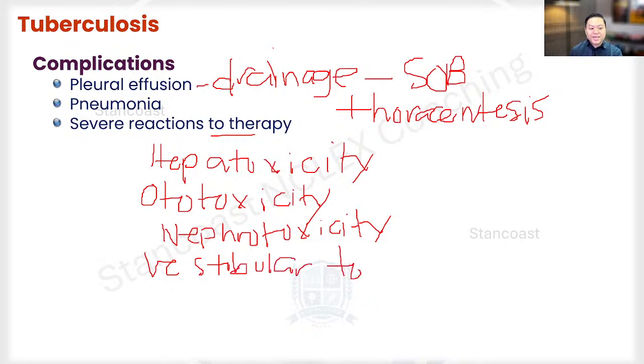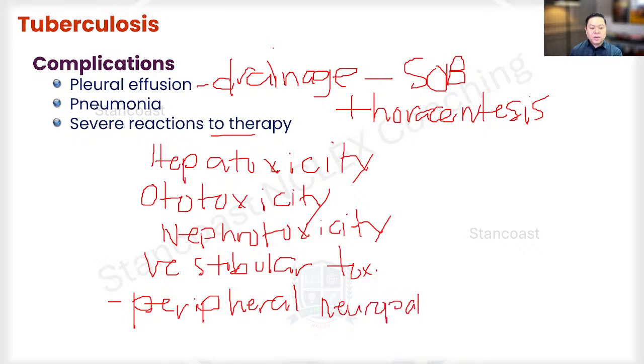Let me just write this one as tox to shorten that. Vestibular toxicity, nephrotoxicity, ototoxicity, hepatotoxicity, and it can lead also to peripheral neuropathy. Remember about the INH? All right. I really want to make sure that you're learning today, guys. Peripheral neuropathy. So these are the severe reactions to the therapy that need to be addressed.